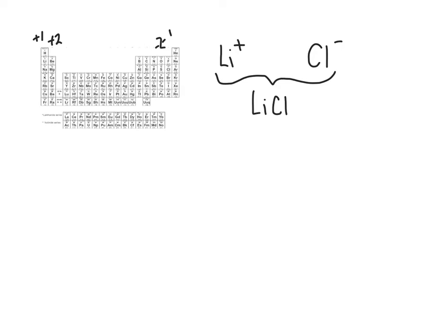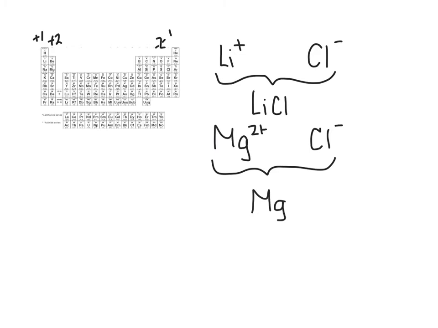However, if we decide we are going to make a compound from magnesium, which is in group 2, and chlorine, which is in group 17, the magnesium will have a +2 charge in this compound because it's in group 2, and the chlorine will still have a -1 charge. Therefore, if we're going to make a neutral compound, I'm going to need 2 chlorines to give me 2 negative charges to balance the 2 positive charges that the 1 magnesium has. Therefore, the formula for magnesium chloride is 1 magnesium and 2 chlorines. To indicate that we have 2 chlorine atoms, we put a subscript 2 after the chlorine.